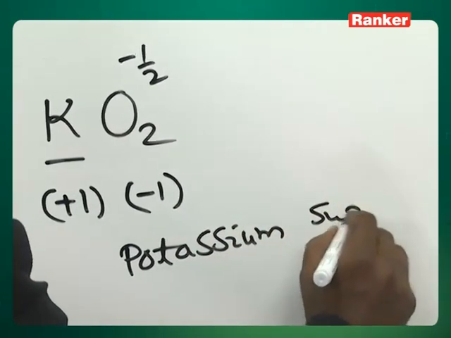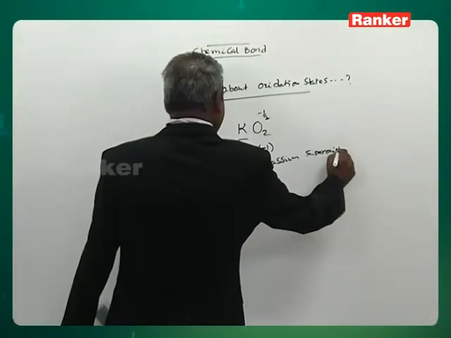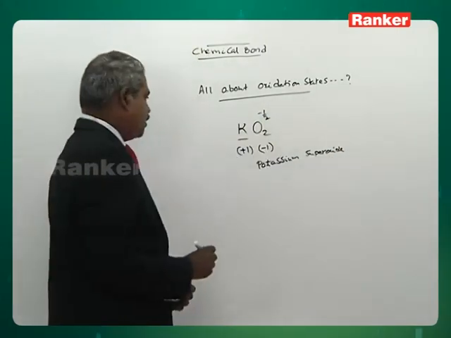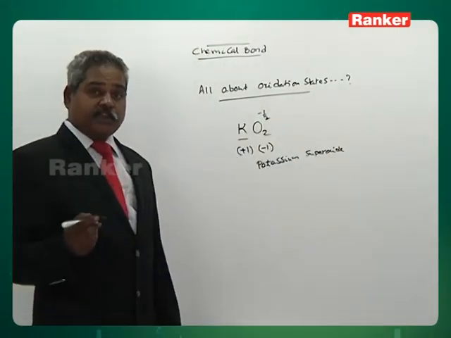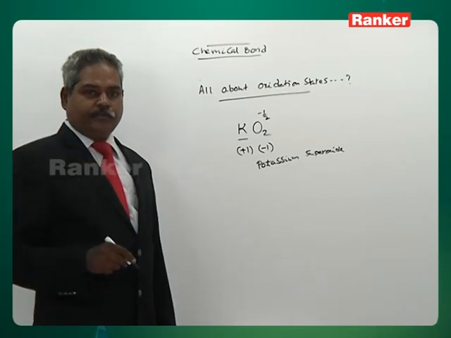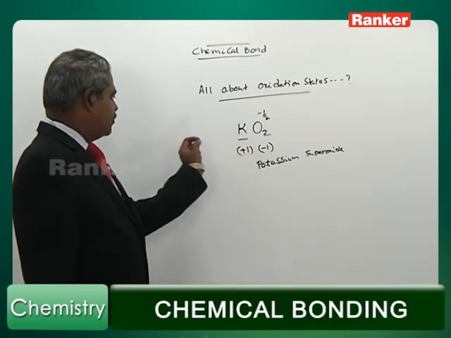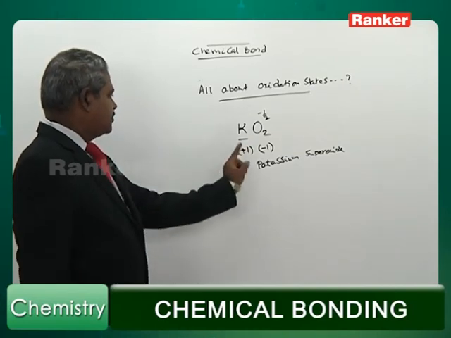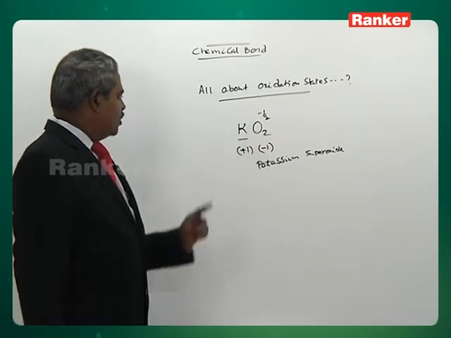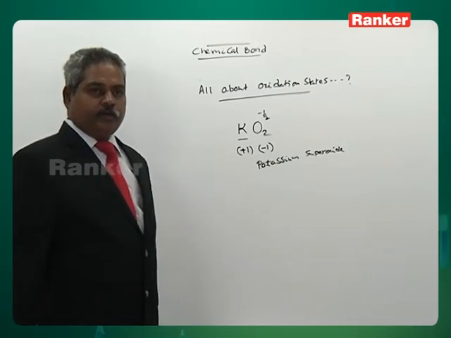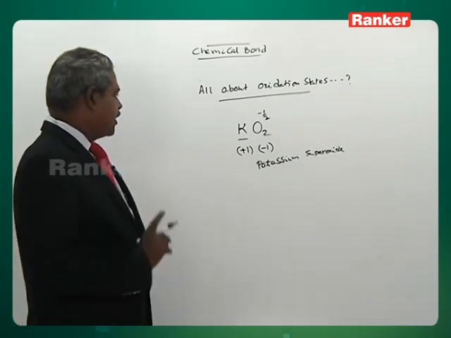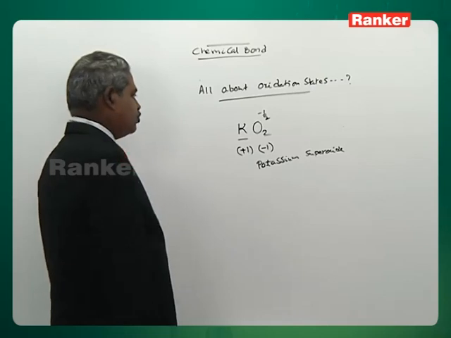Why is it a superoxide? Is it because I have given minus half to oxygen? No, because oxygen got minus half, mind you. I haven't given anything. Oxygen got it by virtue of its bonding with potassium. Potassium says I will give one electron. Two oxygens agree to take one electron. Potassium superoxide.